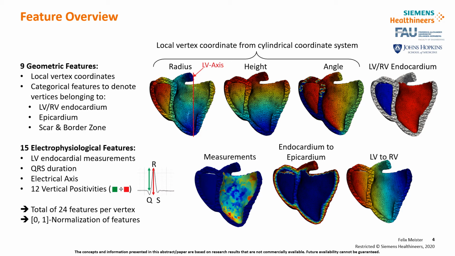For the electrophysiological features, we use information from the contact map and the 12-lead ECG traces. The measurements of activation times are given on a set of vertices on the endocardium. Since each vertex requires the same number of features, we fill the respective feature with -1 for all vertices without measurements. In total, 24 features per vertex are being used.